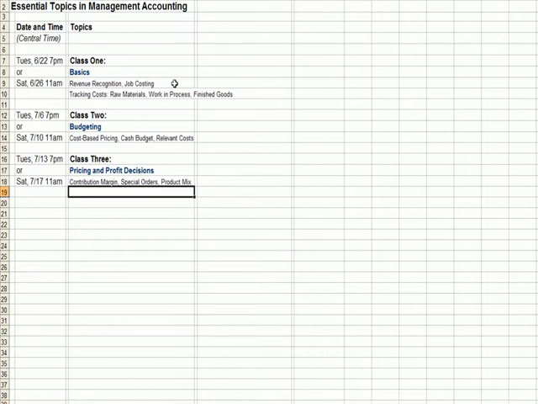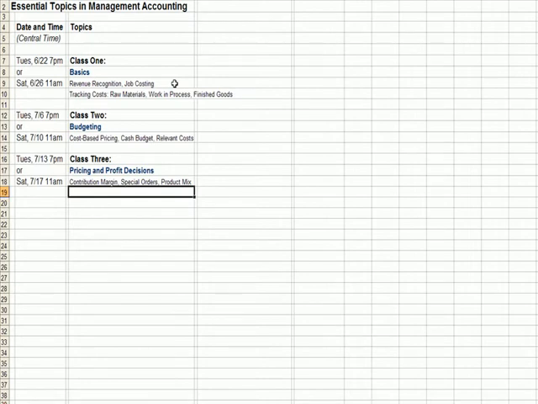In class 2, we get into budgeting. Part of budgeting is pricing. We talk about cost-based pricing. We talk about a cash budget and how cash flow affects the budgeting process. And finally, relevant costs, which we define as relevant, meaning important to the decision that you're making, as opposed to sunk costs, past costs that are not relevant. And finally, we talk about pricing and profit decisions.